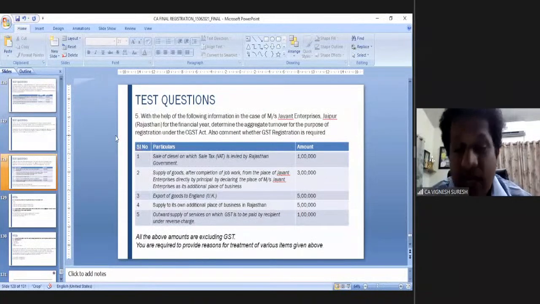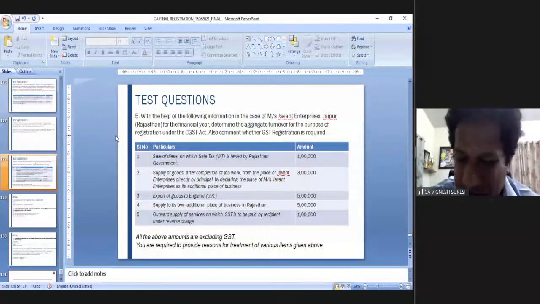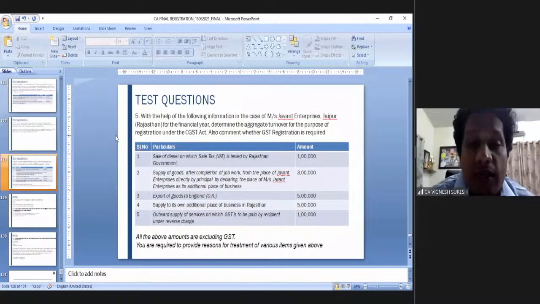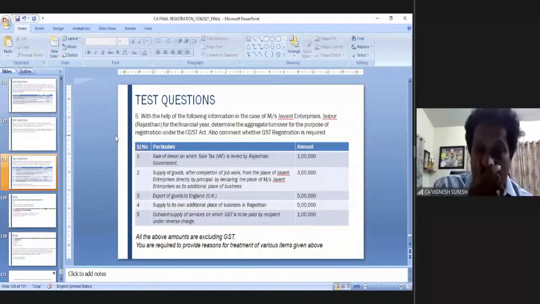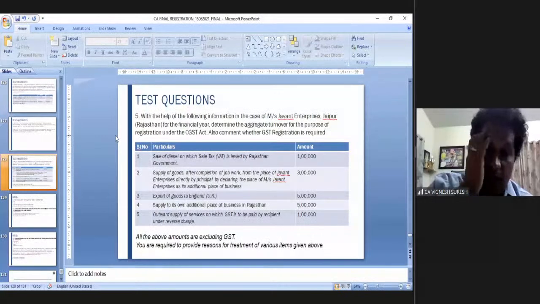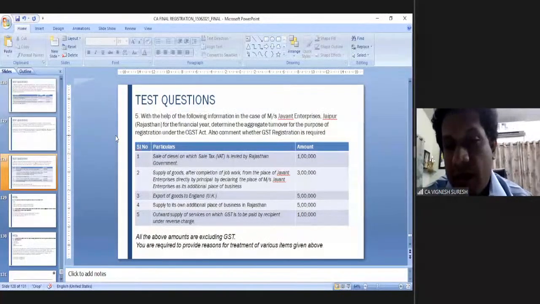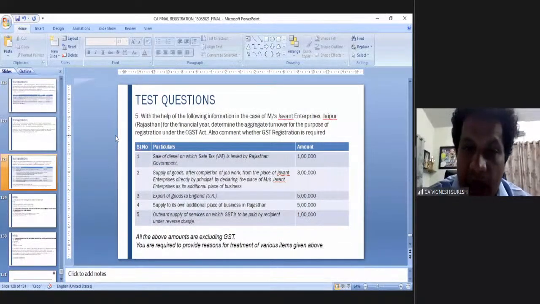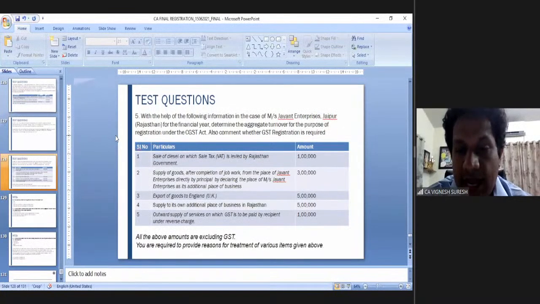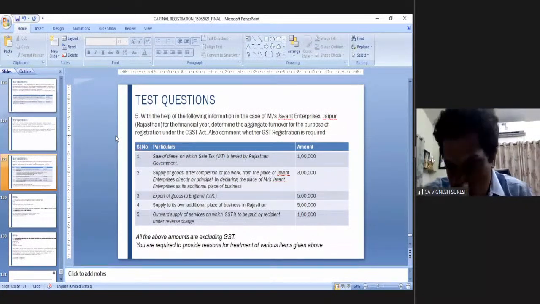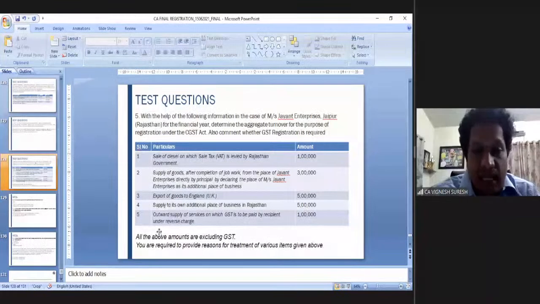That is the tricky part in this question. Point number 4. Point number 5, outward supply of services on which GST is to be paid by recipient on reverse charge. This definitely we have to take into consideration. Only inward supply is subject to reverse charge, should not be taken in aggregate turnover. Outward supply subject to reverse charge, very much to be taken, 1 lakh. So 1 lakh plus 5 lakhs, 6 lakhs, plus 1 lakh. So totally 7 lakhs is the aggregate turnover. This is the answer for this.